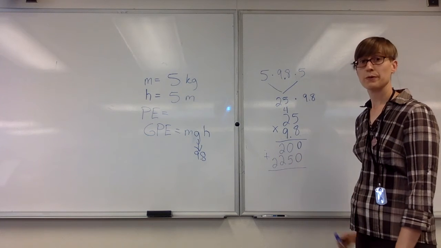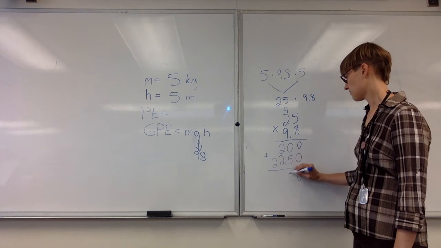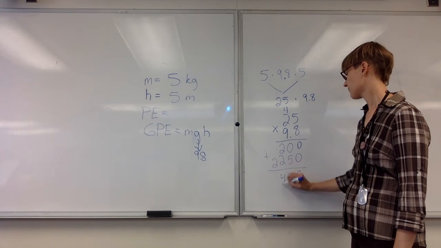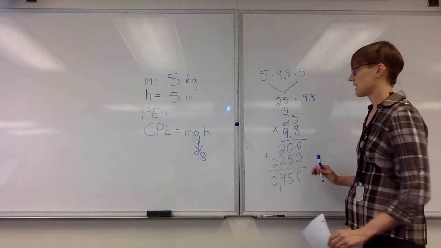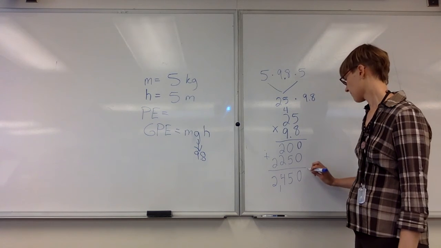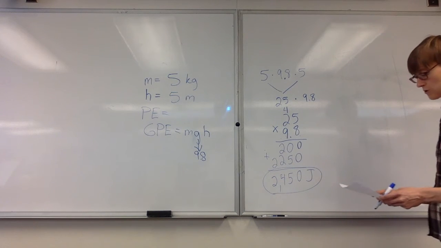When I add these up, let's see what we get. 0 plus 0 is 0. 0 plus 5 is 5. 2 plus 2 is 4. And 2. So we have 2,450. And what's our unit for potential energy? That's right, joules, or J. So that would be my answer for the first part.